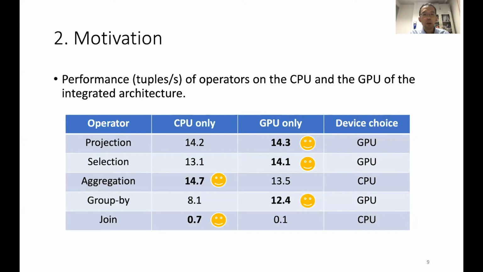From the table, we can see that projection, selection, and group by achieve better performance on the GPU than on the CPU, while aggregation and join achieve better performance on the CPU than on the GPU. Additionally, projection shows similar performance on CPU and GPU devices. Specifically, for join, the CPU performance is about 6 times the GPU performance. Such different device preferences inspire us to perform fine-grained stream processing on integrated architectures.